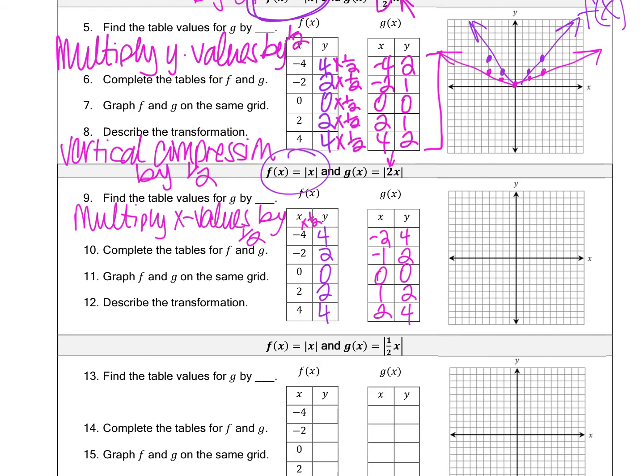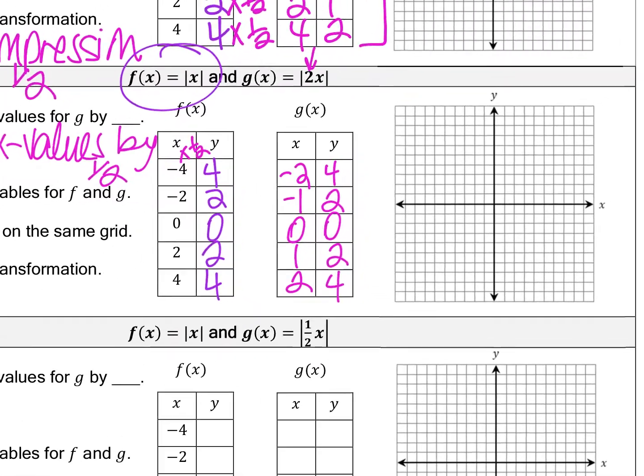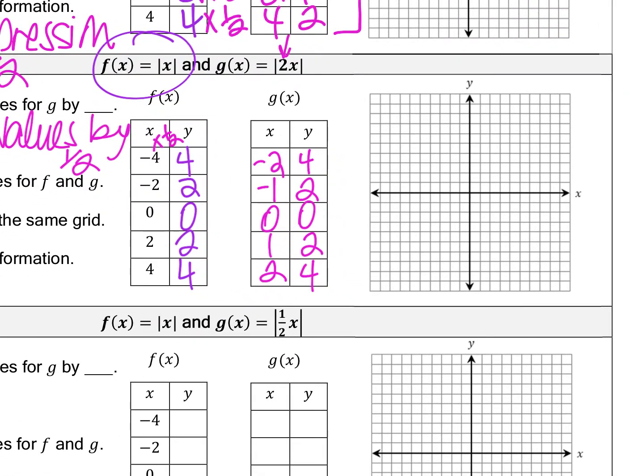Okay, so we're going to plot the points. So starting with our parent function. Now we're going to plot our new points. We have -2 and then 4. -1, 2, 0, 0, 1, 2, and 2, 4.